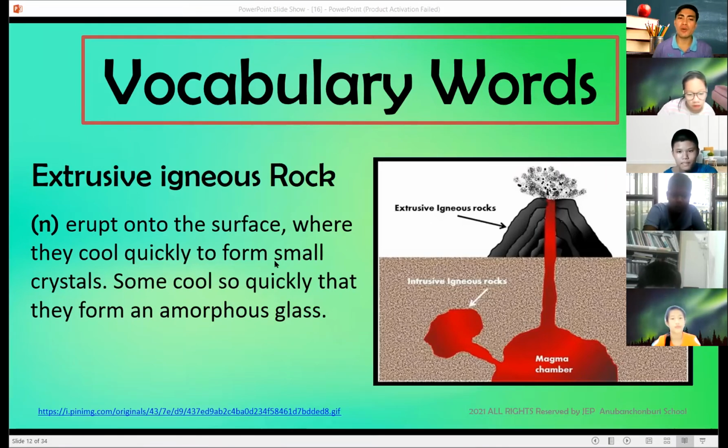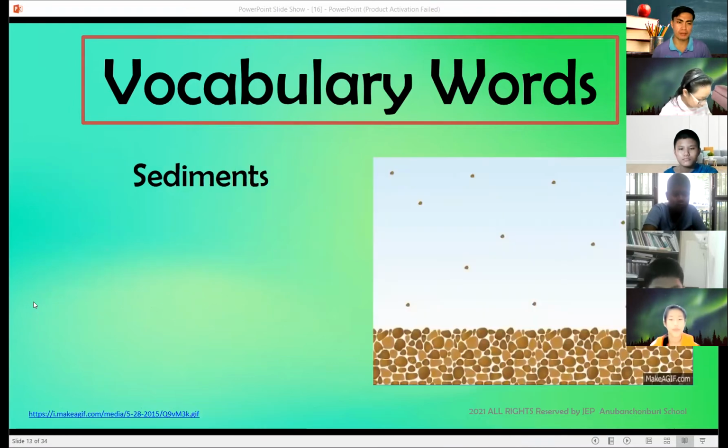And that is why they form small crystals. Some cool so quickly that they form an amorphous glass like obsidian. It becomes very glassy because they cool down very, very quickly. Okay? So that is the difference between intrusive igneous rock and extrusive igneous rock.